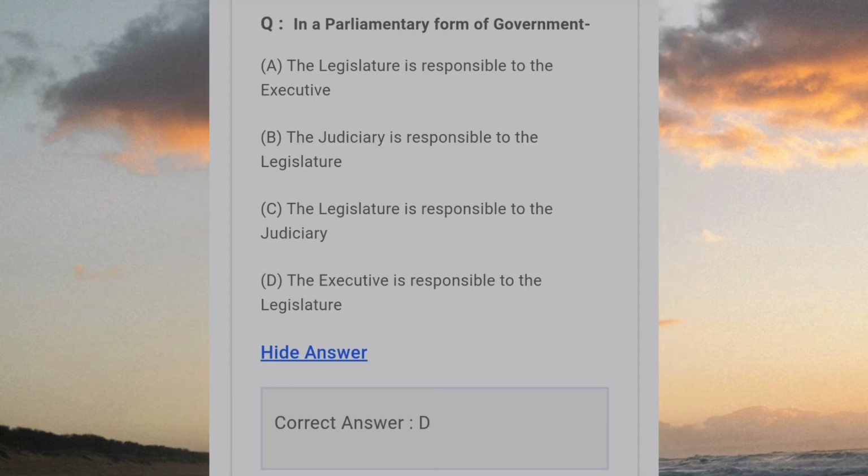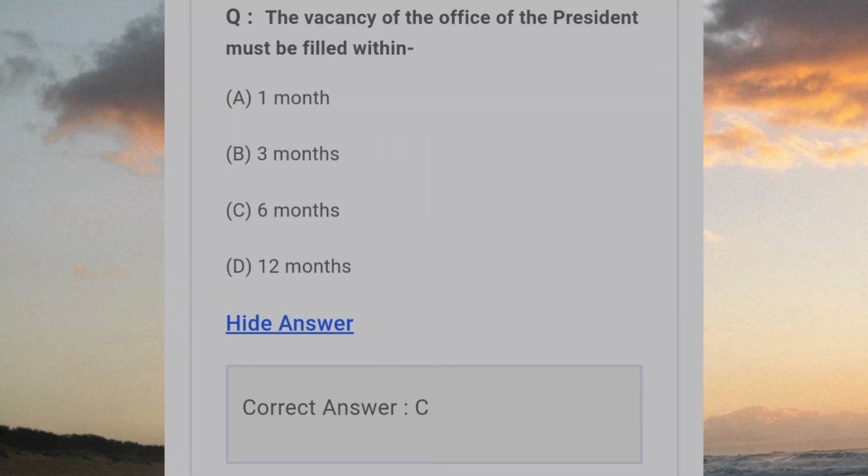In a parliamentary form of government? Answer D. The executive is responsible to the legislature. The vacancy of the office of the President must be filled within? Answer C. 6 months.